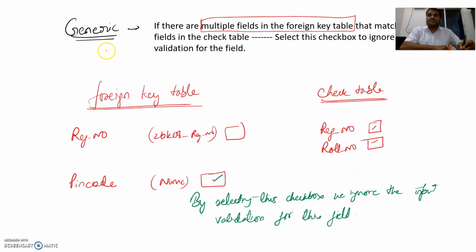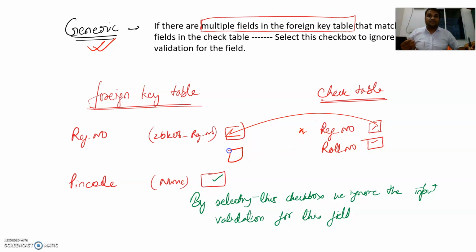Another keyword that is very important is generic. Generic means that by selecting this checkbox we ignore the input validation for that field. It means that in a check table these are the key fields. This is also a key and this is a key: the registration number or roll number. Suppose I just want to take the registration number here. I am not interested in taking the roll number.